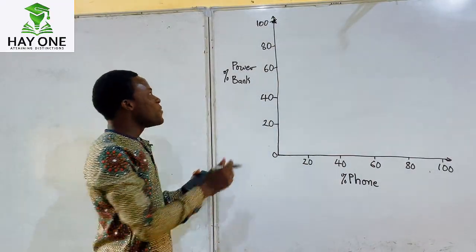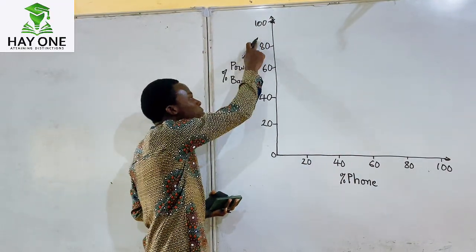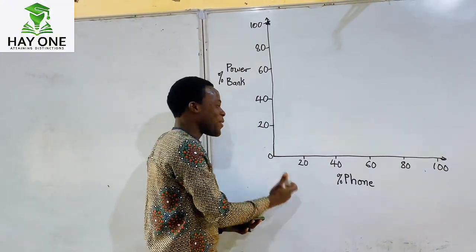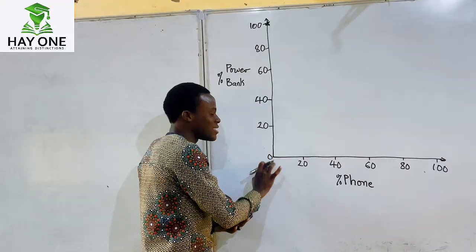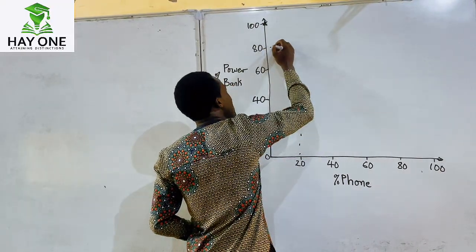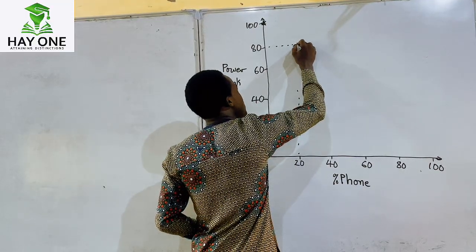Now, by the time the percentage of power bank comes down to 80, then your phone will increase. The percentage of your phone will increase from 0 to 20. So if you try to trace this on our graph, we'll have something like this. So we'll have another point here.